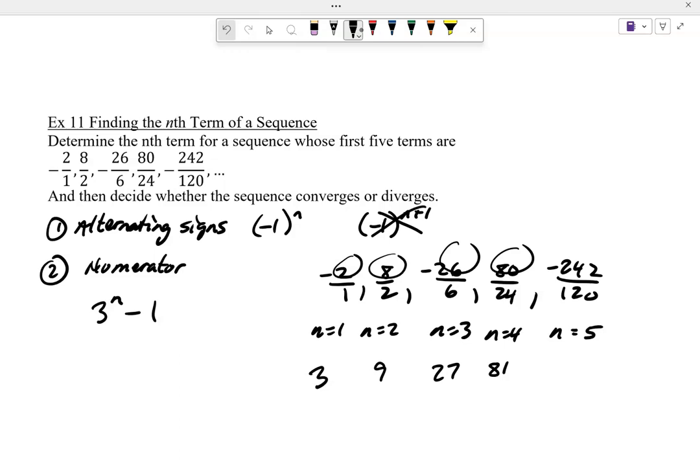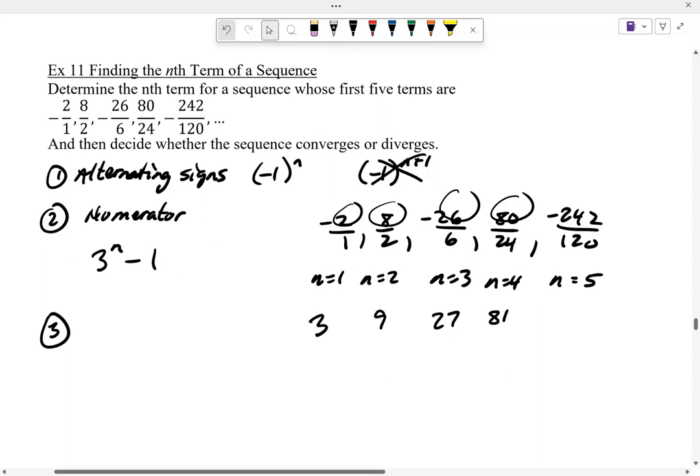Now again, that's saying I've already accounted for the changing alternating sign, right? I'm ignoring the negative positive for a minute. But that's my numerator. Now I'm looking at my denominator, and I've actually got a factorial.